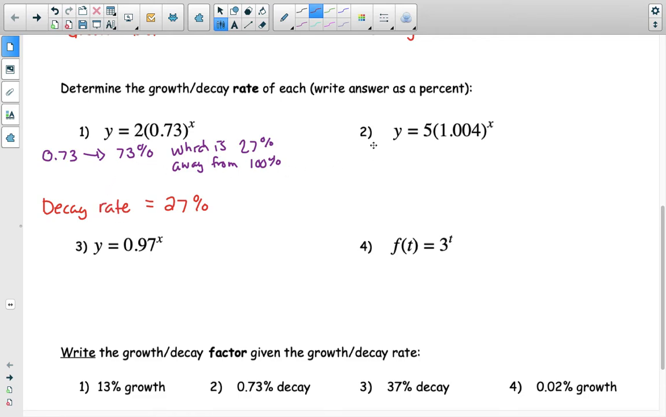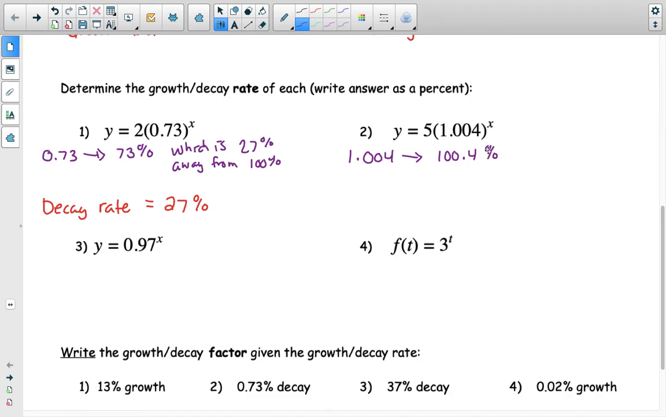For question 2, we look at our factor. We have 1.004. We need to change this to a percentage, so we move the decimal twice. This is 100.4%. This is a growth because it's bigger than 1. This is going to be growth.